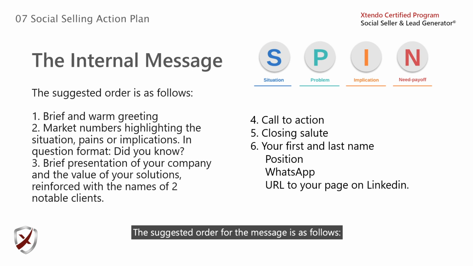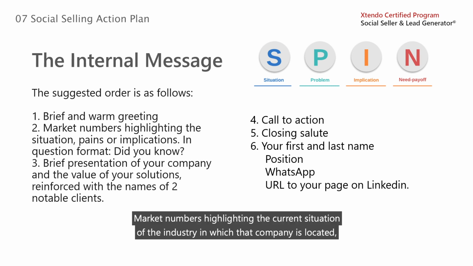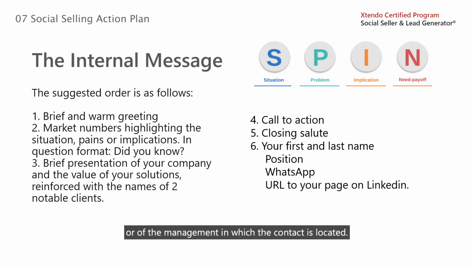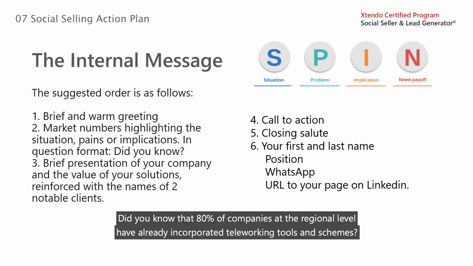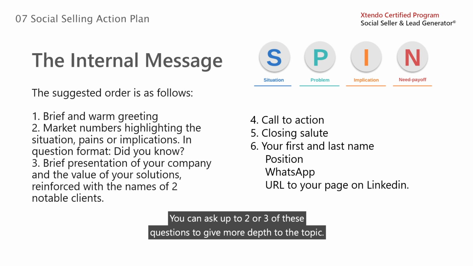The suggested order for the message is as follows: a short, warm greeting to break the ice. Then market numbers highlighting the current situation of the industry in which that company is located, or of the management in which the contact is located. In question format, to make it more mobilizing: did you know that 80% of companies at the regional level have already incorporated teleworking tools and schemes? You can ask up to 2 or 3 of these questions to give more depth to the topic.